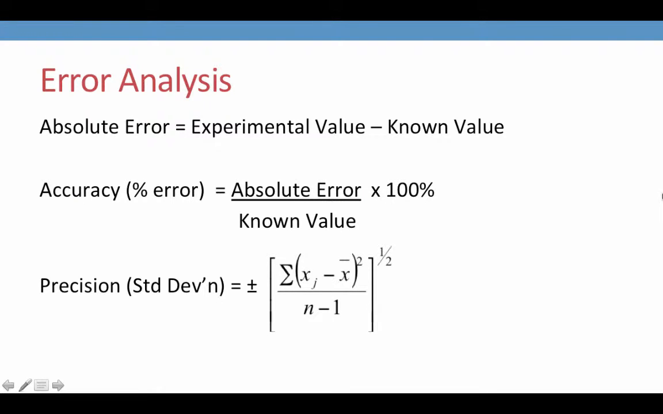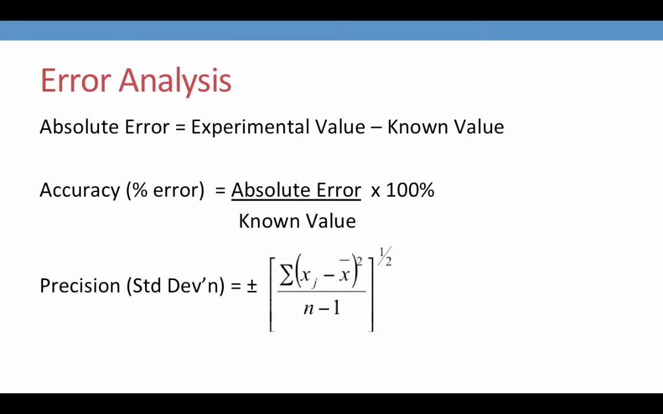There are a number of reasons why the percent water that you found experimentally does not match that which your instructor tells you is the known value for percent water of your unknown hydrate. I'll get into these reasons shortly, but first let's see how to calculate and express error in terms of absolute error, accuracy, and precision.